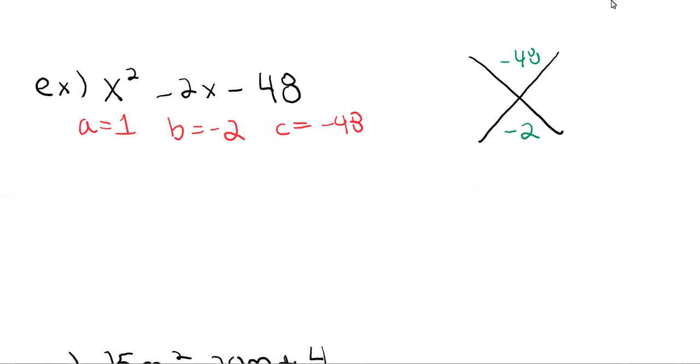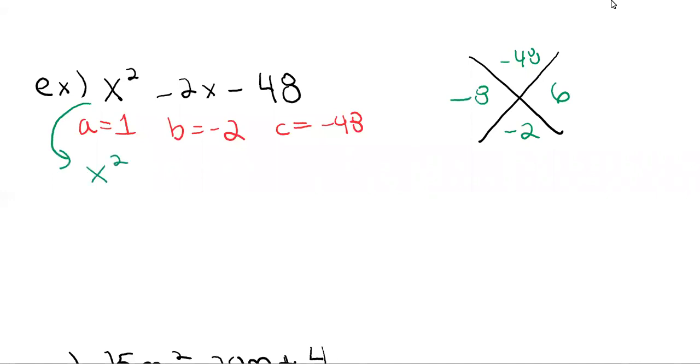So I'm looking for two numbers that multiply to be negative 48, but add to be negative 2. Well, that's going to be negative 8 and 6. One needs to be negative so that they multiply to be a negative number. And I need the bigger number to be negative so that when they add, I'm left with a negative number. Okay, so I'm going to rewrite this.